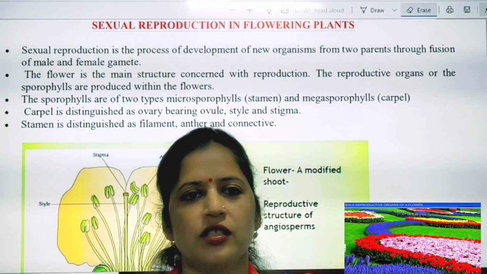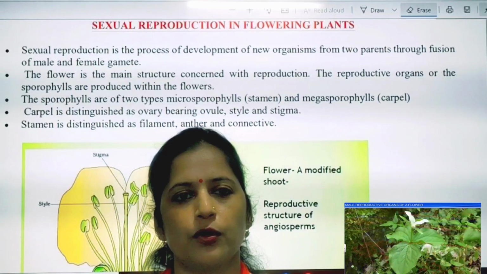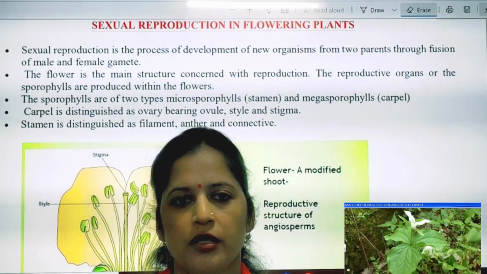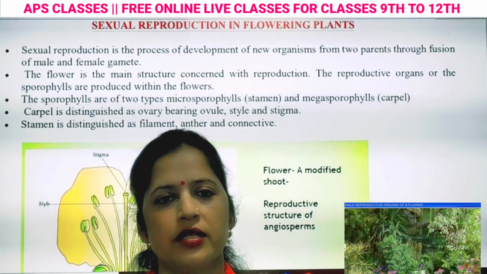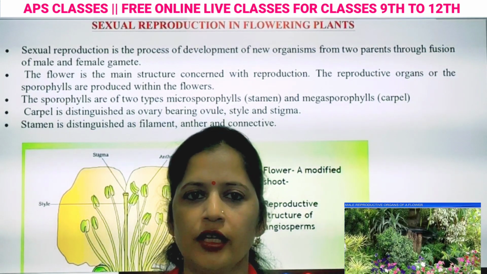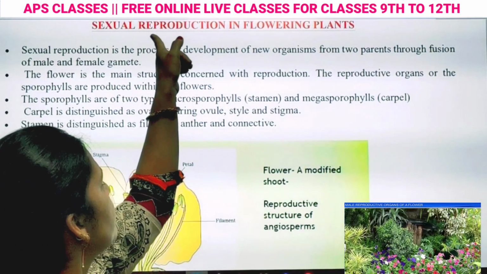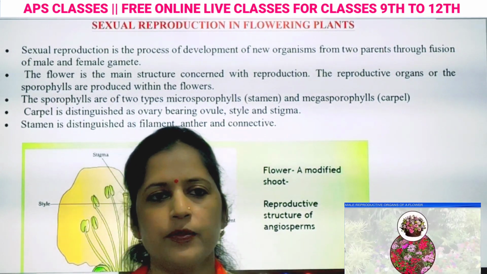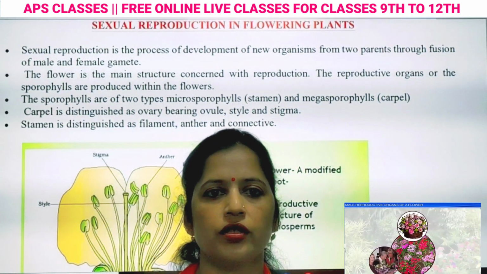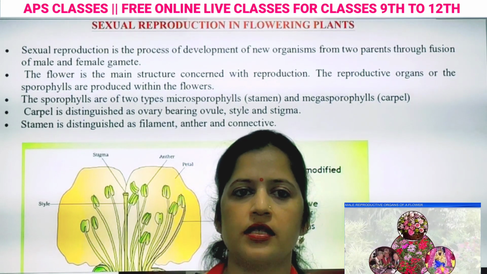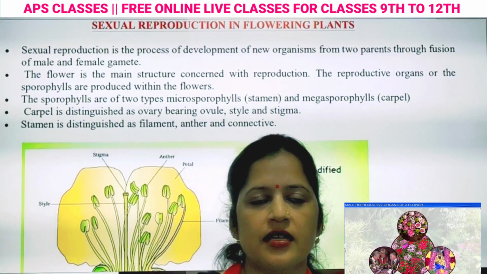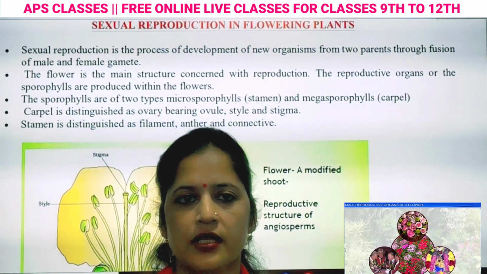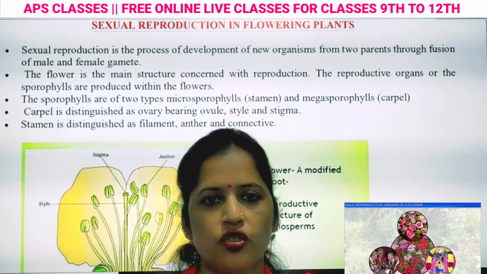Today we will start with our new chapter for class 12, that is chapter number 2, and the name of the chapter is Sexual Reproduction in Flowering Plants. So this is the chapter Sexual Reproduction in Flowering Plants. All the concepts regarding sexual reproduction in flowering plants are to be discussed in detail, and step by step we have to discuss all the concepts in this chapter.